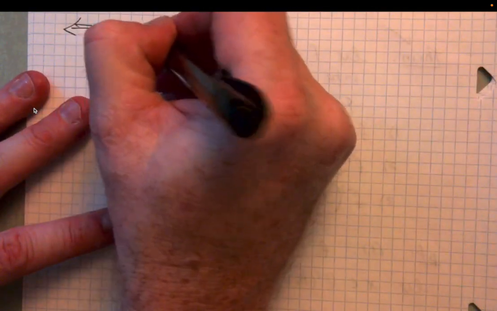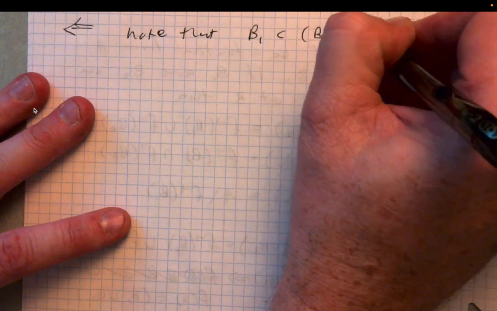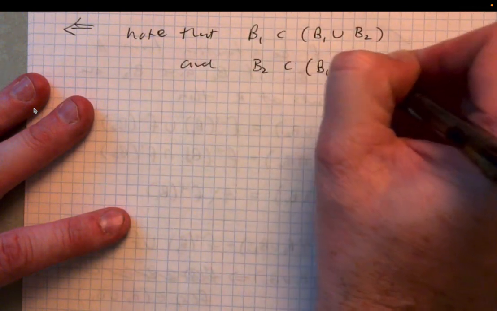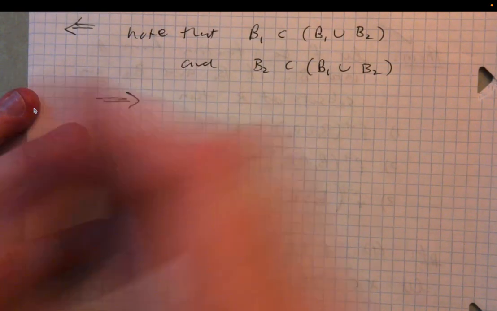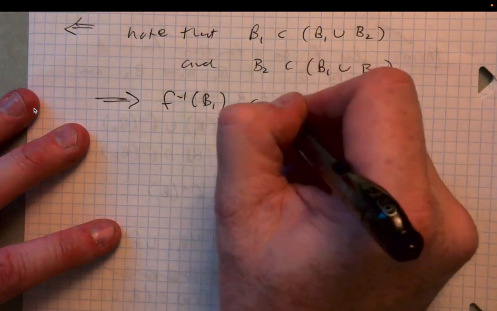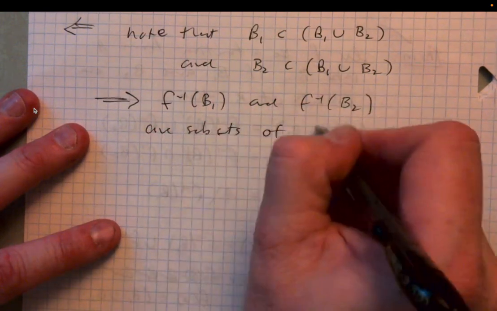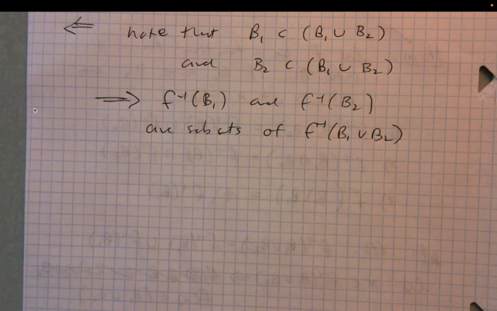Let's flip over here and do the other direction. Now to prove the reverse containment, we can note that B1 is a subset of B1 union B2, and also B2 is a subset of B1 union B2. These two together imply that F inverse of B1 and F inverse of B2 are subsets of F inverse of B1 union B2. That's all we need, basically.